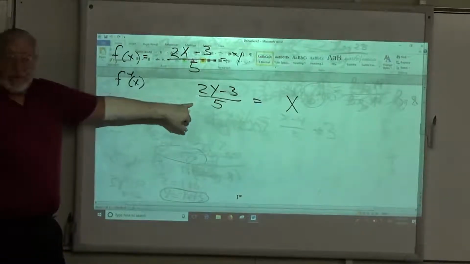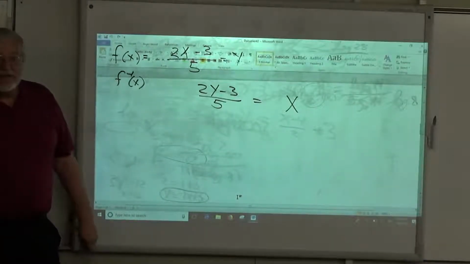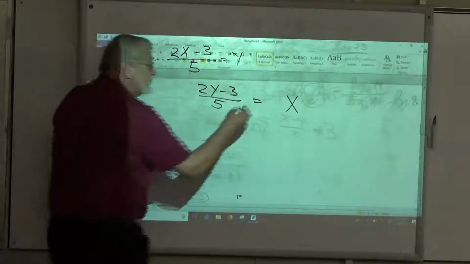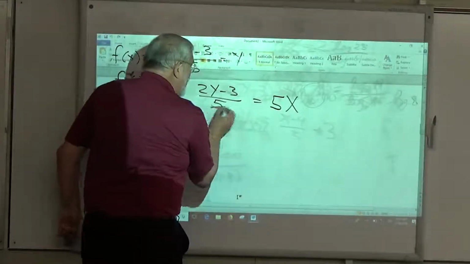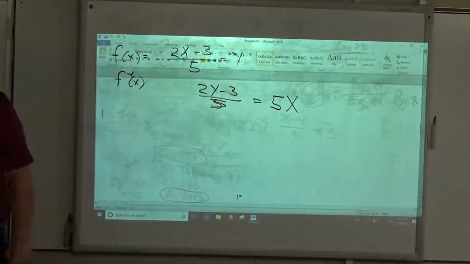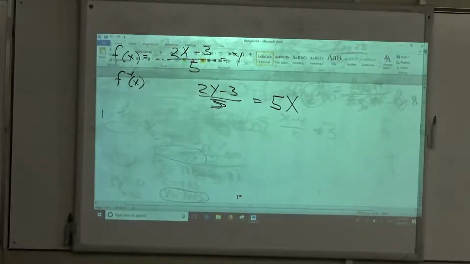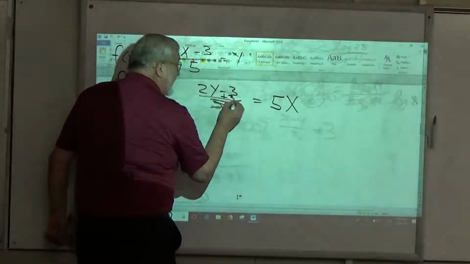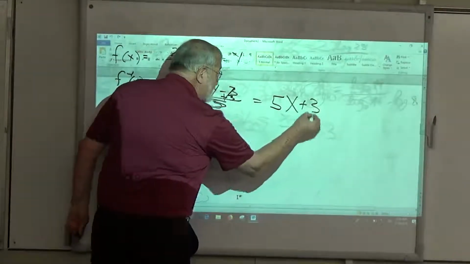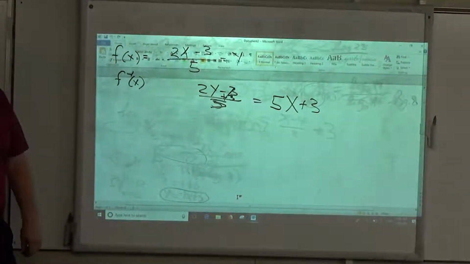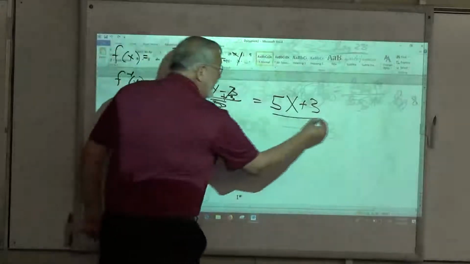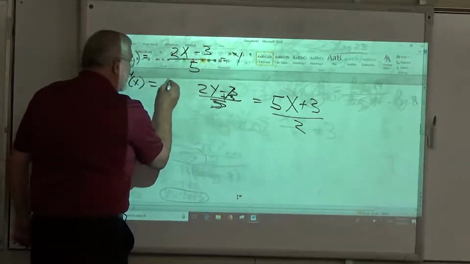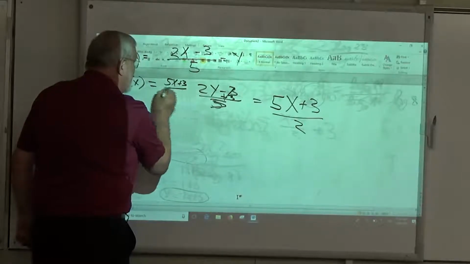Okay, so what do I do first to get to the y? Multiply by 5. So if I do this, I get rid of that. What's the second step? Add the 3, right? I add 3 here to make a 0, and so I do plus 3. What's the third step? Divide by 2. So that's the inverse. The inverse is 5x plus 3 divided by 2.